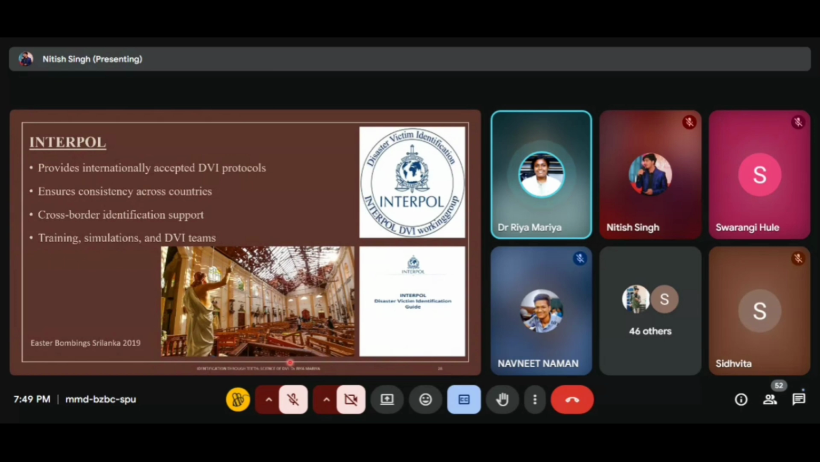Interpol has given a Disaster Victim Identification guide. You can download it from Google and read it. Everything in it is crystal clear. It shows what all the protocols should be maintained. And this picture shows the Easter bombing in Sri Lanka, 2019. Actually, Interpol DVI helped in identification.